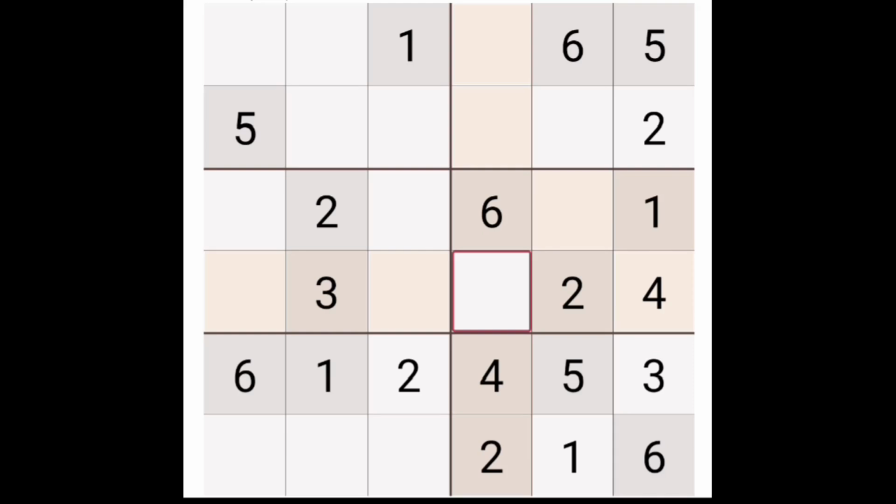3 and 5 can come here or in these two cells, but 3 cannot come here because 3 is just left hand side of this. Okay, so 3 is here, so 3 cannot come here. Here 5 will come and 3 will come here. And let's complete the fifth column. So 6, 3, 2, 5, 1 are there.